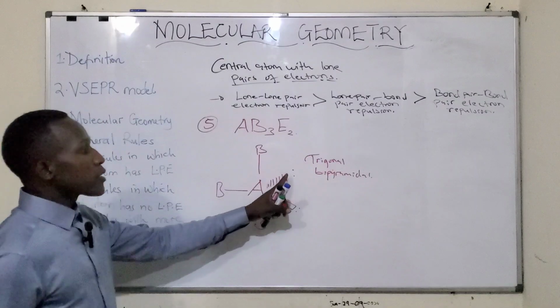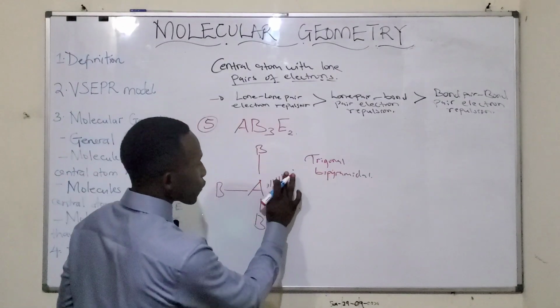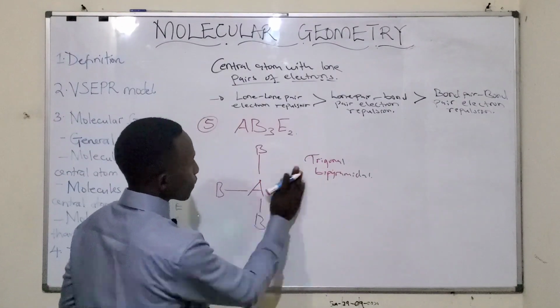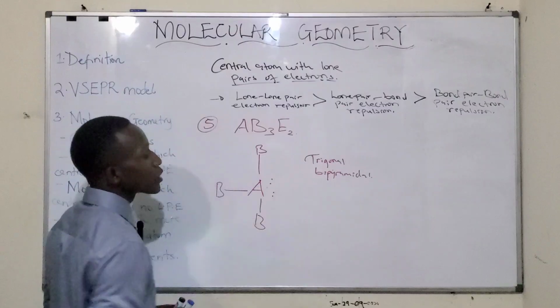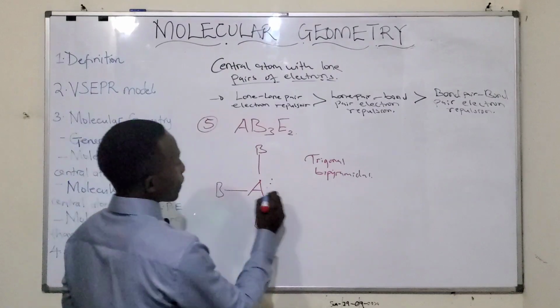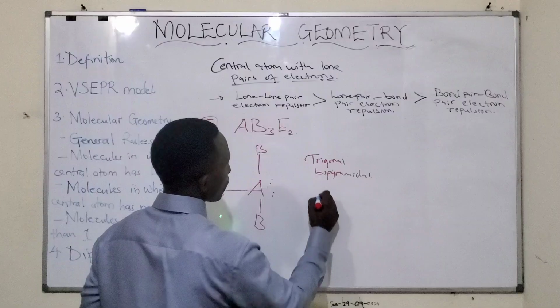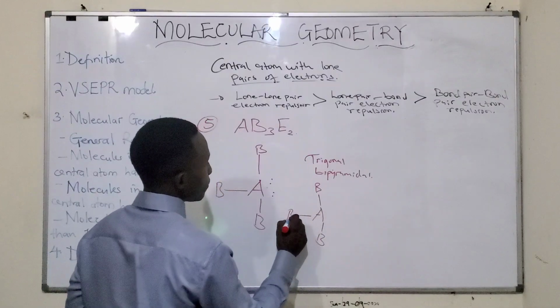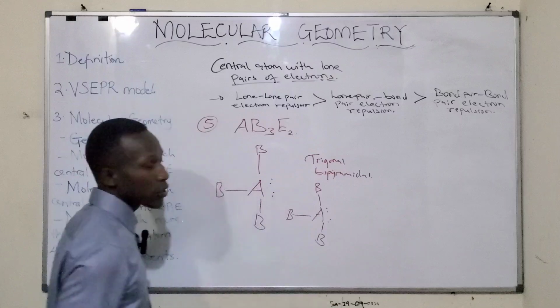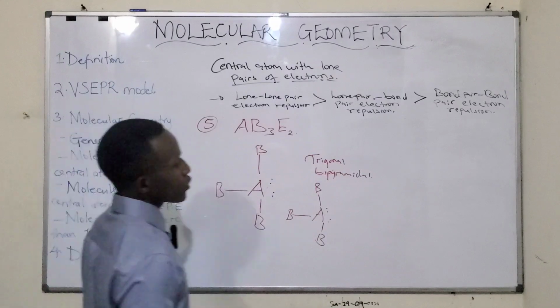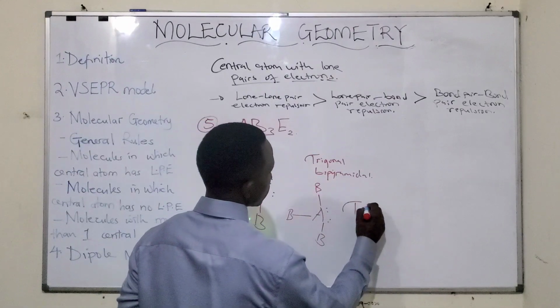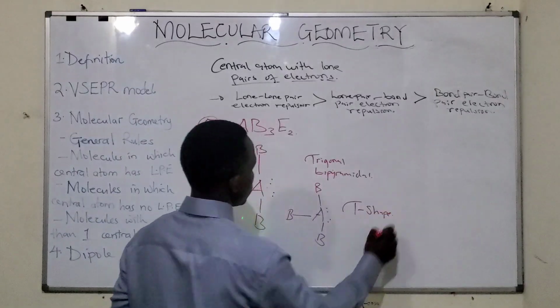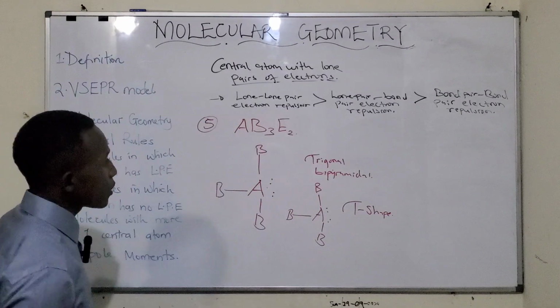But now, since these are lone pairs of electrons, the repulsion increases. So we shall have A with B and B with lone pairs of electrons. This structure is called T shape. This is T shape.